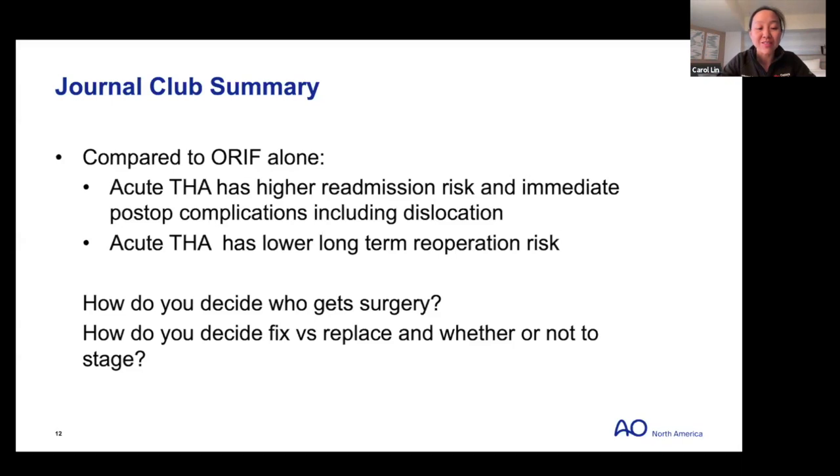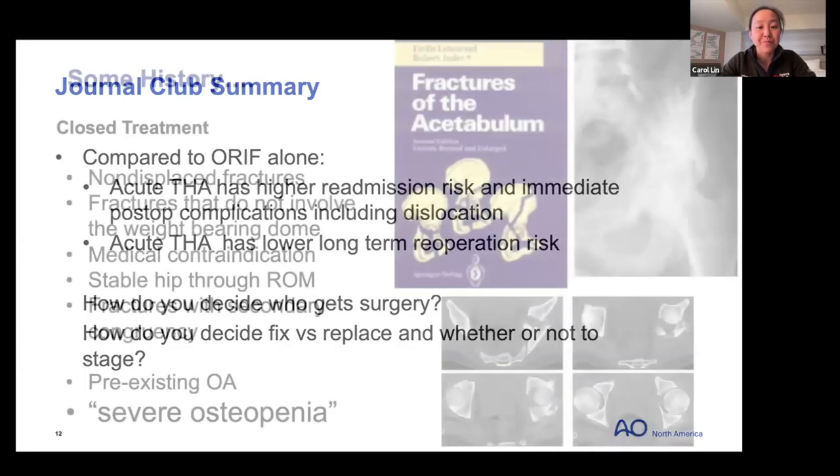But what we don't know is how we can decide who gets surgery, and how do you decide to fix versus replace, and whether or not to stage it, and how to do that procedure.